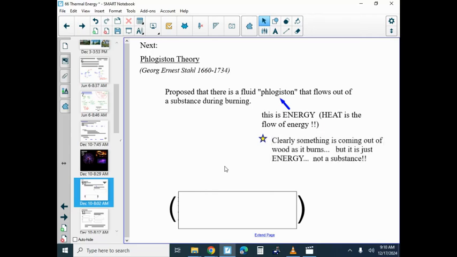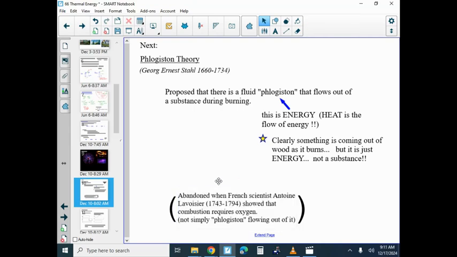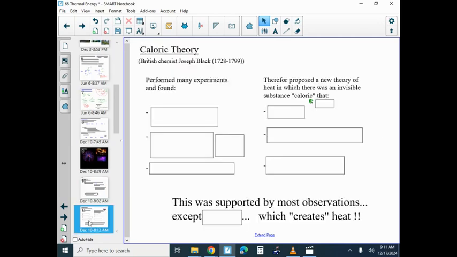So clearly something is coming out of what burns. It's actually energy, not a substance, but they were doing the best they could at the time. So this theory got abandoned. In this date range, the scientist Antoine Lavoisier showed that you need oxygen for burning. They started to know about the elements, and chemistry knowledge started to grow. And so they realized it's not just something flowing out of it. It's actually a chemical reaction of some sort going on.